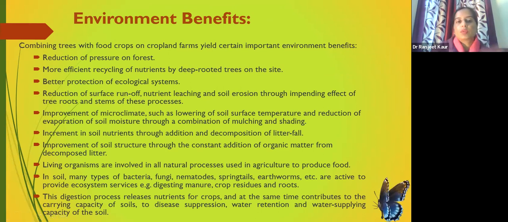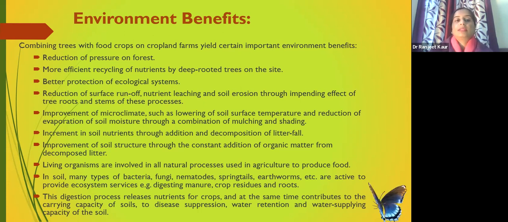Combining trees with food crops on cropland, it gives many important beneficial environment benefits. That is reduction of pressure on forest, more efficient recycling of nutrients by deep-rooted trees on site, better protection of ecological systems, reduction of surface runoff, soil erosion control, improvement of microclimate, increment of soil nutrients through addition and decomposition of litter fall, improvement of soil structure.